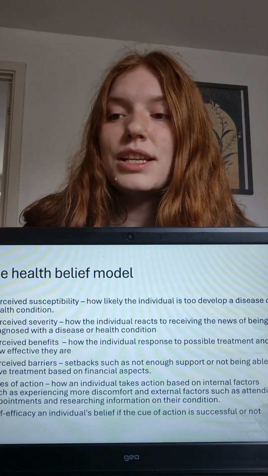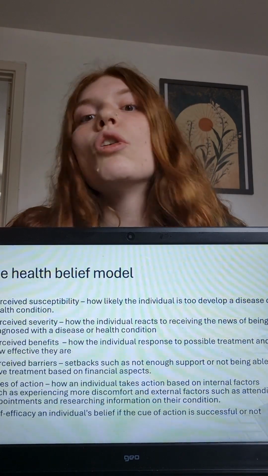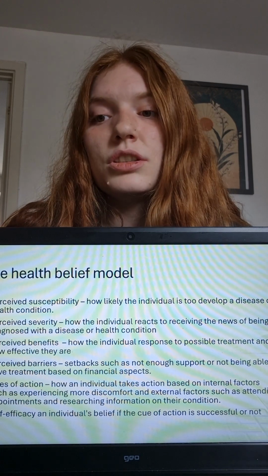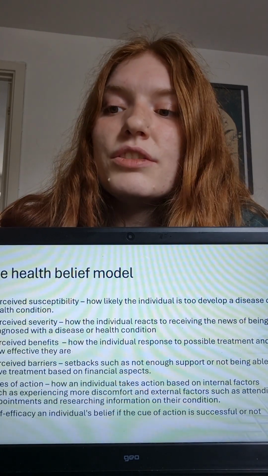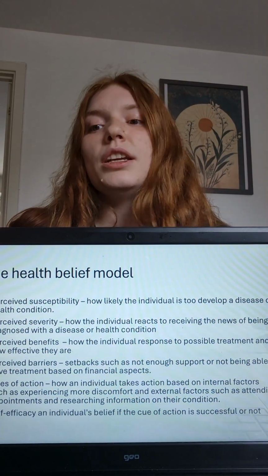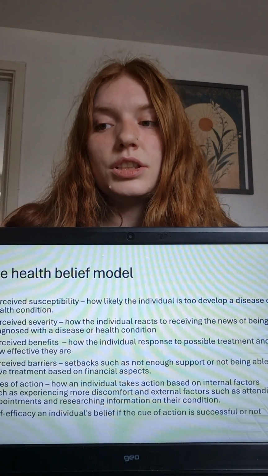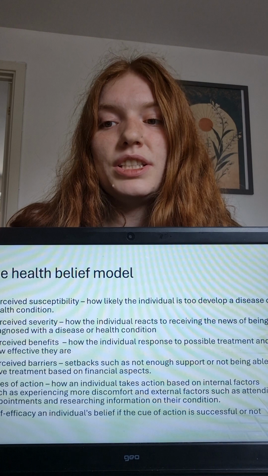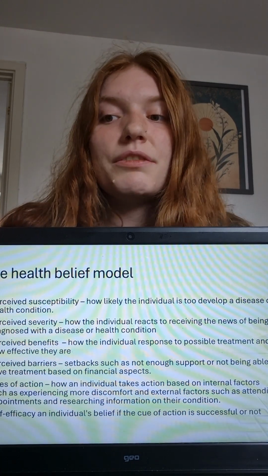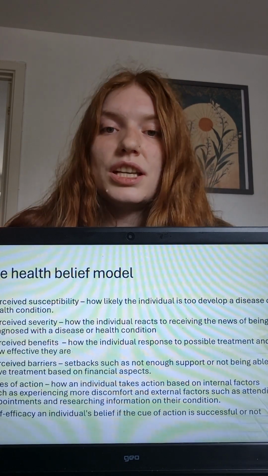Perceived barriers. These are setbacks. This can be not having enough support, treatment, or financial struggles. Cues to action. This is how an individual takes action. This is based on their internal factors. This can be experiencing more discomfort, such as attending appointments and researching information on their condition, making them more anxious. Self-efficacy. An individual's belief in whether the cue to action will be successful or not.